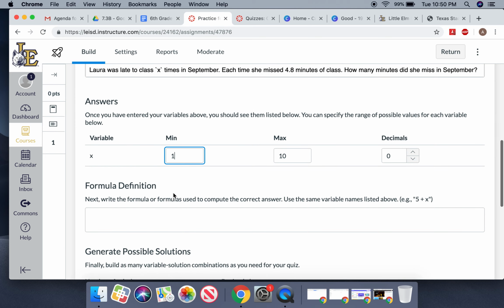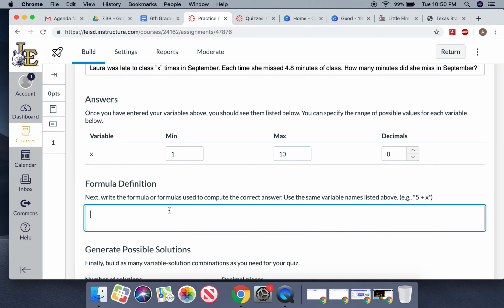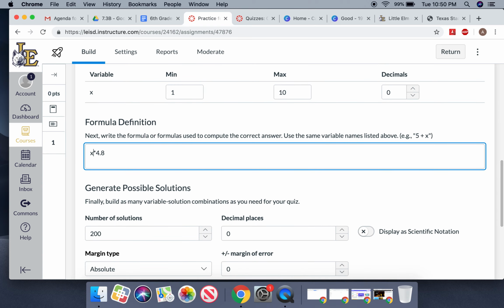If I wanted to use this equation, I just have to think to myself, how would I solve it, right? This is the part where you kind of have to use your math brain for yourself. Well, I had 5 times in September. She missed 4.8 minutes of class. I would multiply the two. So now use that same concept and create the question. So if I know it was supposed to be 5 multiply 4.8, right? Instead of 5 now, it's simply x. So I would do x times 4.8, correct? And then it comes down to here.